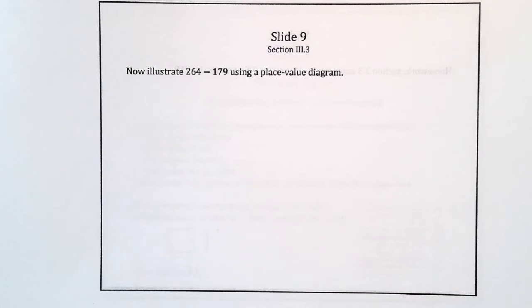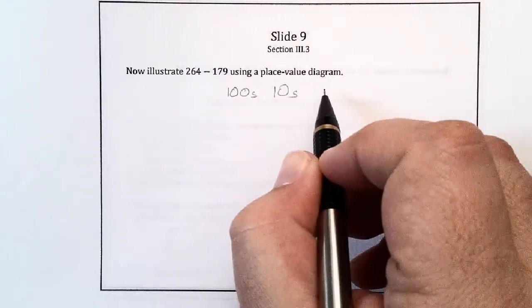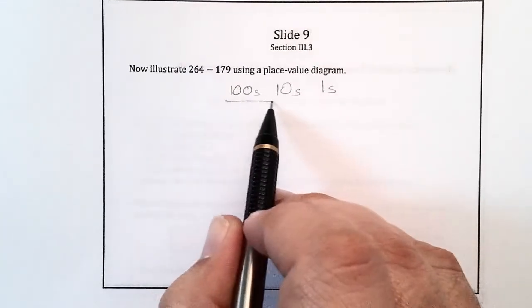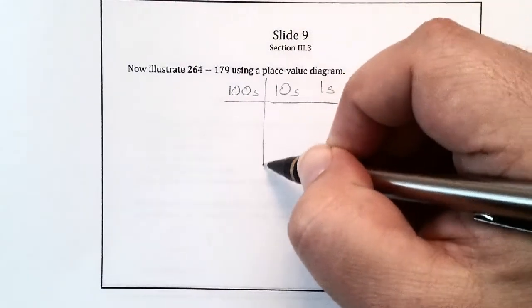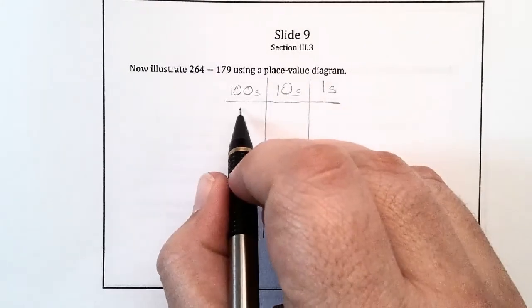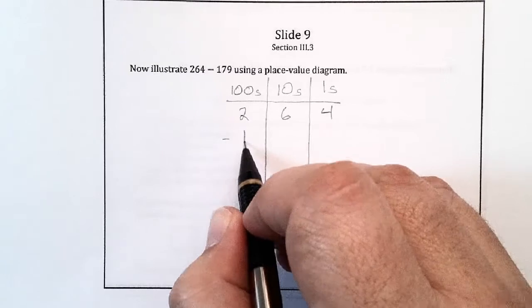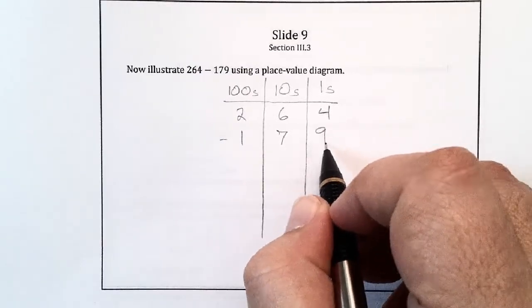This is the fourth mini lecture for section 3.2 of the textbook, or section 3.3 of the syllabus. Now let's illustrate 264 minus 179 using a place value diagram. So we make a chart with three columns for hundreds, tens, and ones. We're starting with 2 hundreds, 6 tens, and 4 ones, and we're taking away 100, 7 tens, and 9 ones.